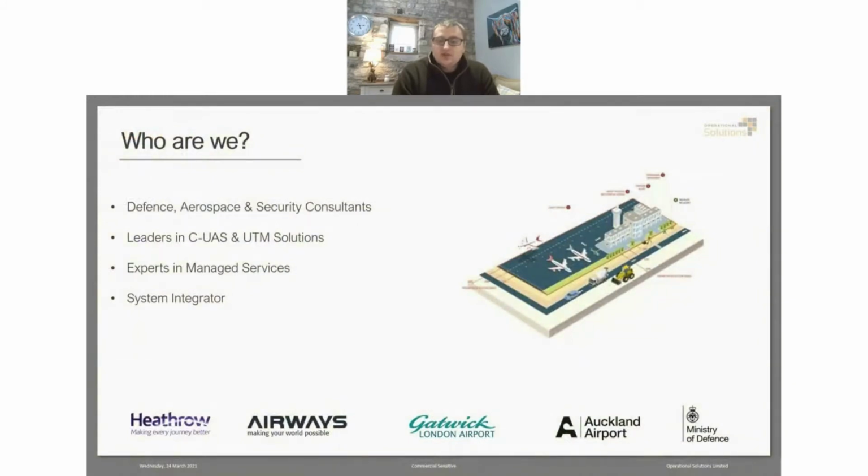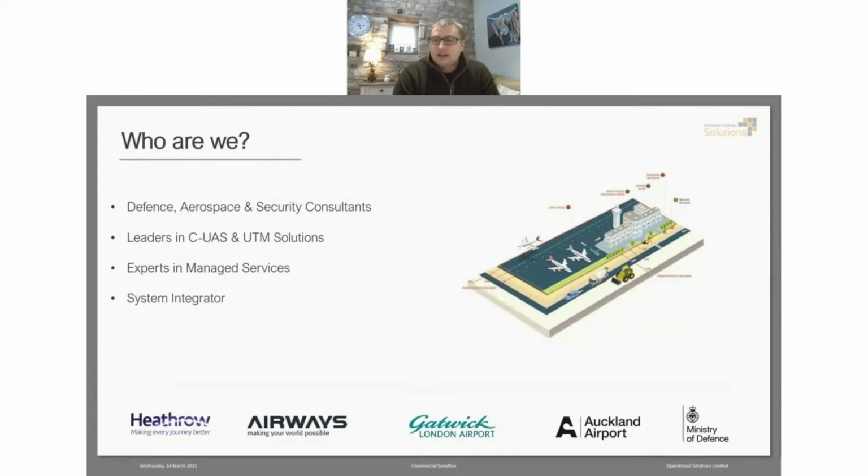To give you an introduction to Operational Solutions, as I mentioned, we're going to focus primarily on counter drone solutions today. Within counter drone, OSL would sit as a systems integrator. We have our own command and control system, which is live in multiple international airports. We bring a multitude of different sensors into one graphical user interface and provide that to our customers so they can get real situational awareness of what's going on within their airspace.